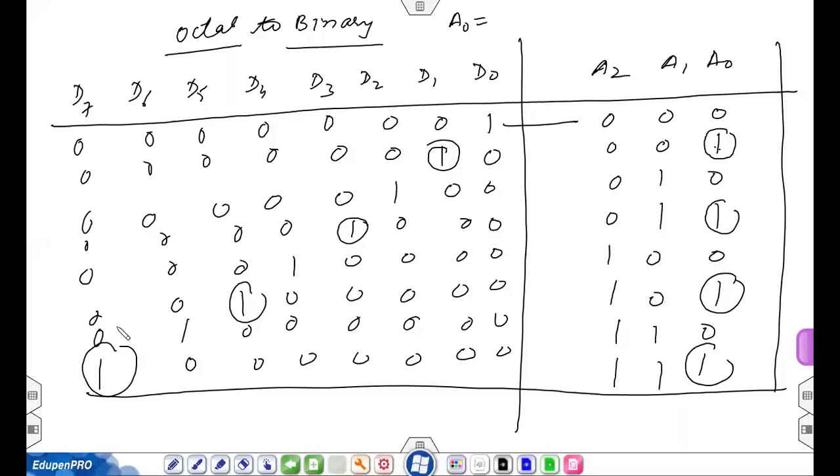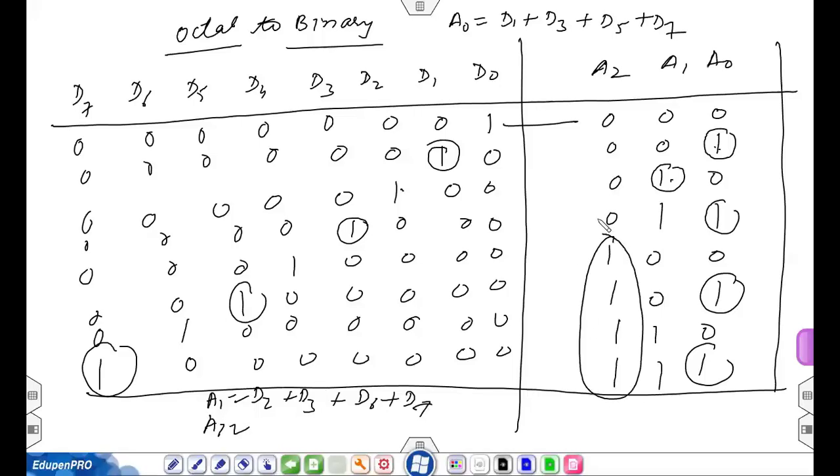So how you can write A0 is equivalent to D1 plus D3 plus D5 plus D7. Similarly, you can write A1 and A2. What will be your A1 here? Here your A1 is 1. You can write here it is D2 plus D3 plus D6 plus D7. Again, you have A2. A2 is equivalent to, at this position it is 1. So you can write here it is equivalent to D4 plus D5 plus D6 plus D7.